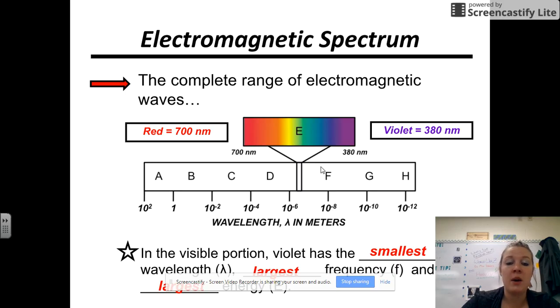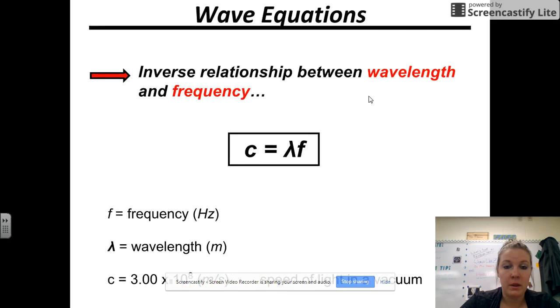And just keep in mind that we do measure wavelength in meters. So you want to really brush up on your conversions. How many nanometers are there in 1 meter? Okay. All right, so the inverse relationship between wavelength and frequency can be described with this formula.